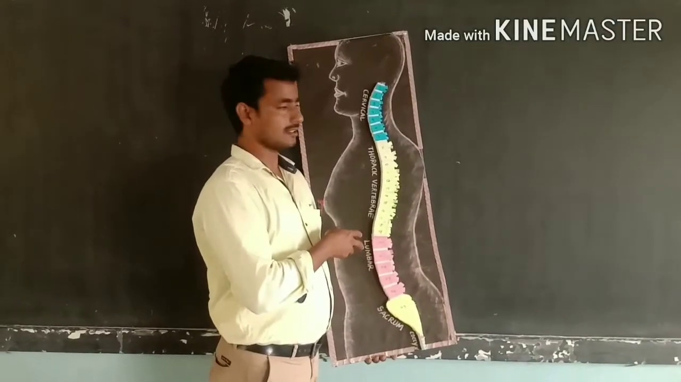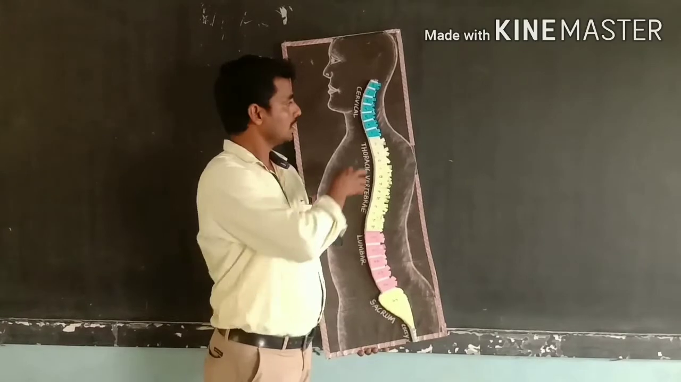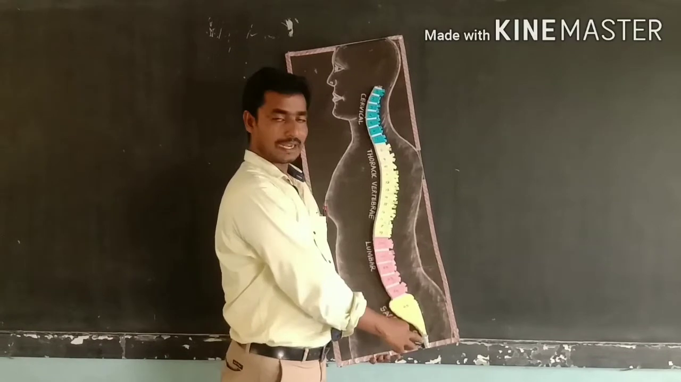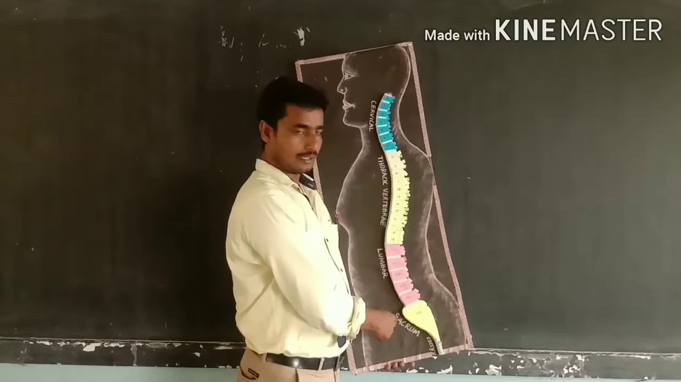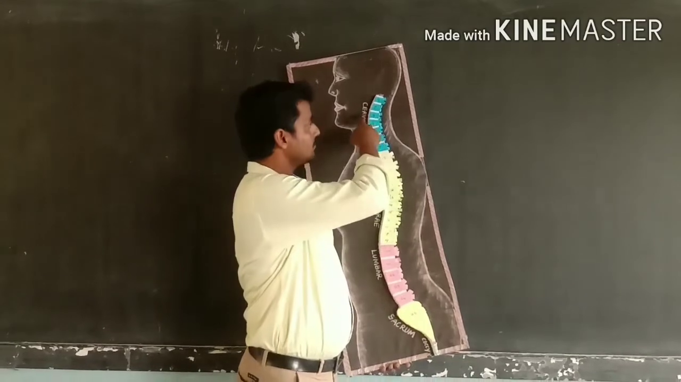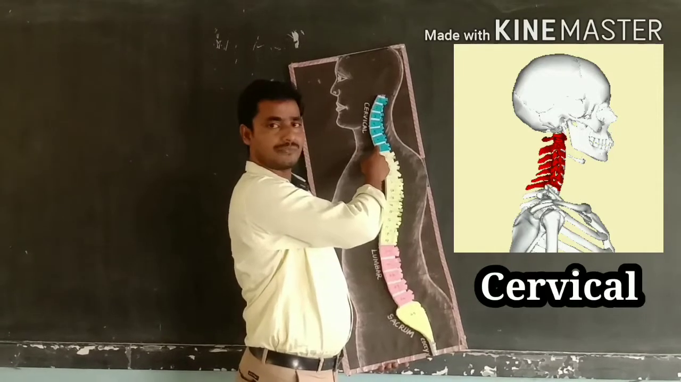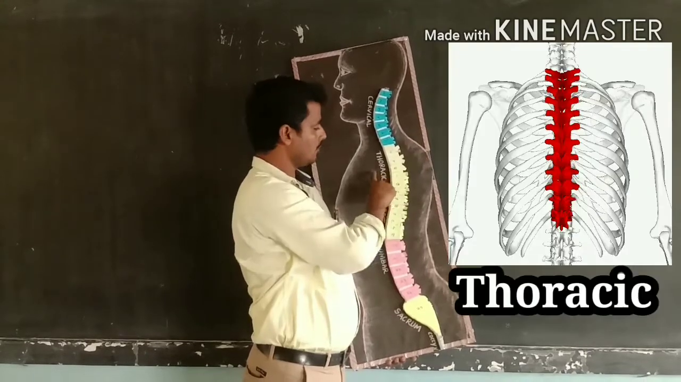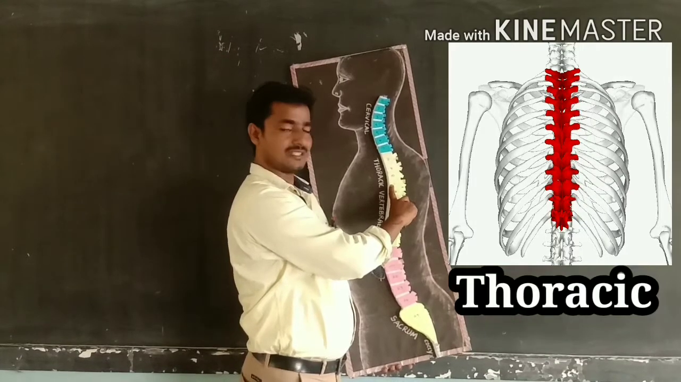Here you can see, as I told you, there are 5 different regions in our vertebral column: cervical vertebrae, thoracic vertebrae, lumbar vertebrae, sacrum and coccyx. The sacrum is located in the hip region, and the coccyx in our tail region. The cervical vertebrae have 7 bones, located in the neck region. After that, the thoracic vertebrae are located in the chest region.